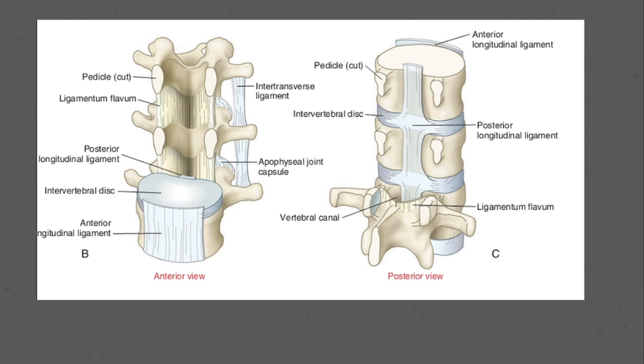Also, the capsule of the apophyseal joint, the facet joint, attaches to the margin of each apophyseal joint. It strengthens the apophyseal joint, is loose in the near neutral anatomical position, but becomes taut at the extreme of all other positions.